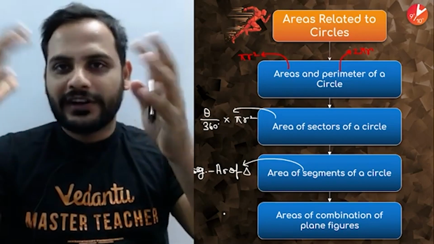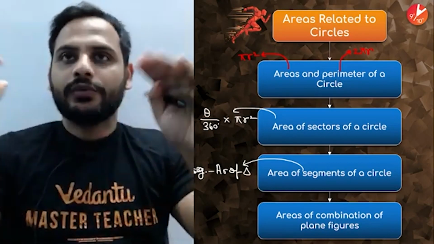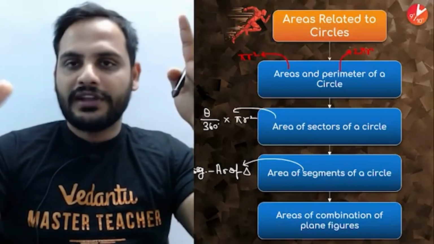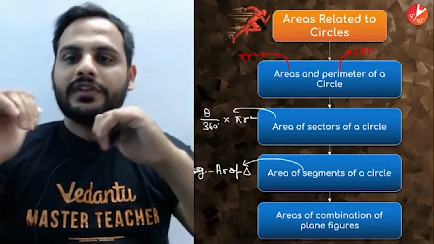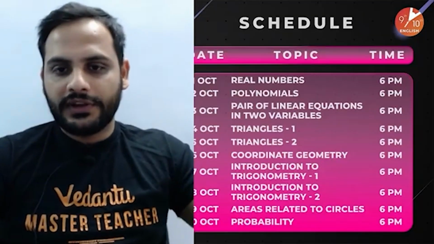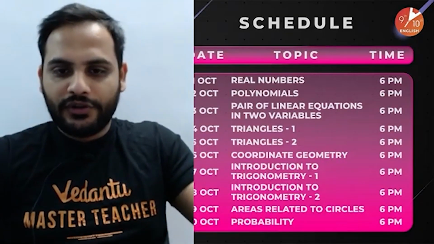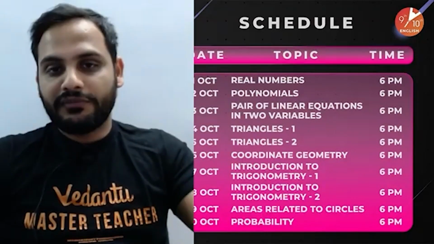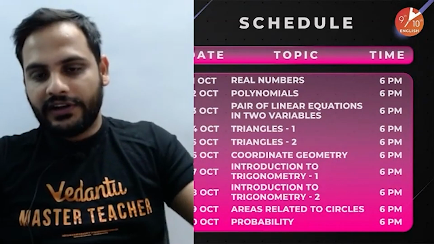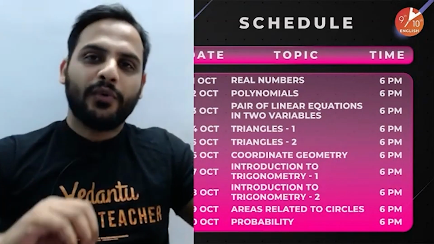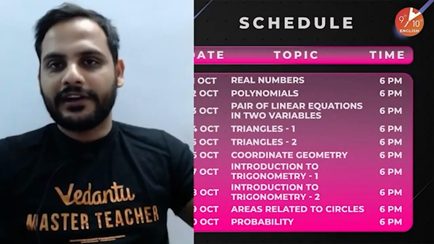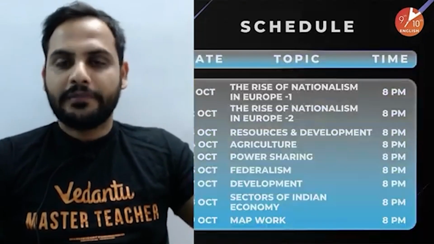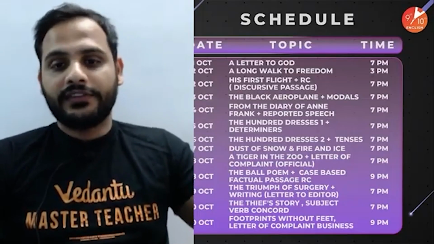Then combination of plane figures. We need to see what kind of figures are combined, and there I have told you that if we join two shapes, add the figures. If we cut something out, subtract the areas. So these are the four topics divided over here, and right now we are over here. Tomorrow you'll be getting your last session, that is probability. Everything has been completed. If you have missed any of these, definitely go and check out those videos. All the important questions for your term one we have already completed, in the sessions for physics, chemistry, biology, SST as well as English.